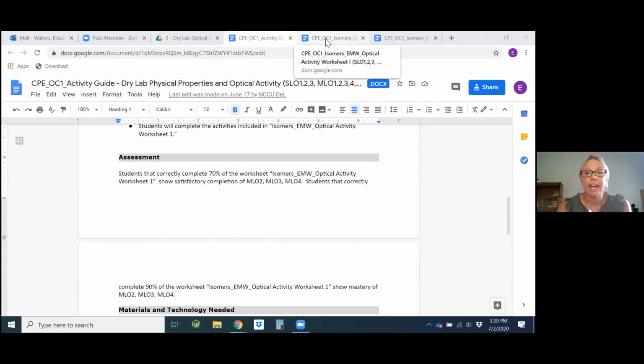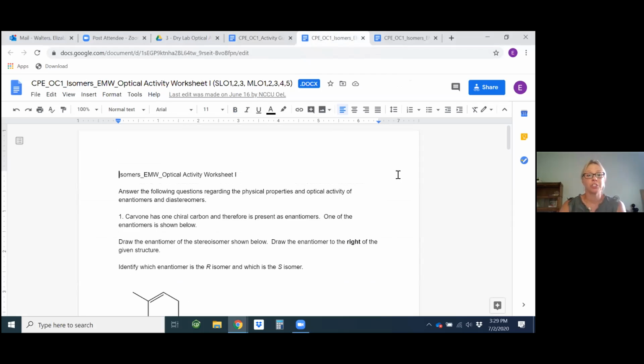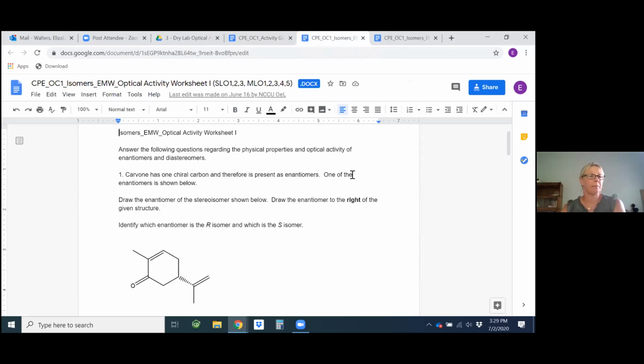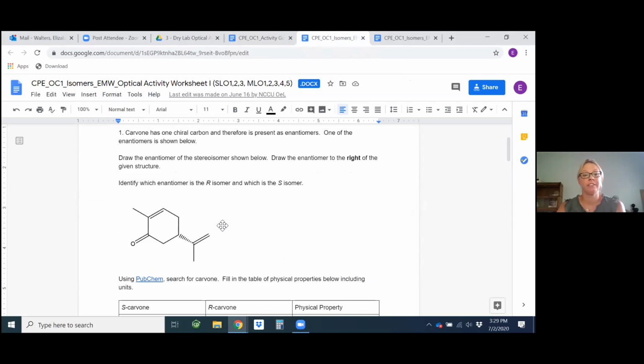If we take a look at the worksheet, like I said, the molecules aren't terribly challenging. Most textbooks include carvone when discussing optical activity. The information that students are given is simply one of the molecules, and they would have to draw the enantiomer, identifying which is the R and the S isomer.